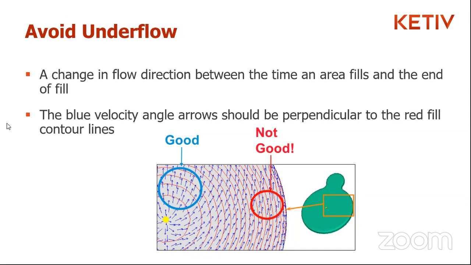Now, avoiding underflow. This is again a pretty big one, especially when you've got components like this. Essentially, what we're looking for is we want the velocity, the flow lines, the flow direction to be perpendicular to the fill contour lines, and anything that's not perpendicular, again, you'll tend to see issues with that. You'll tend to see formation of artifacts. You'll start to see formation of weld lines.